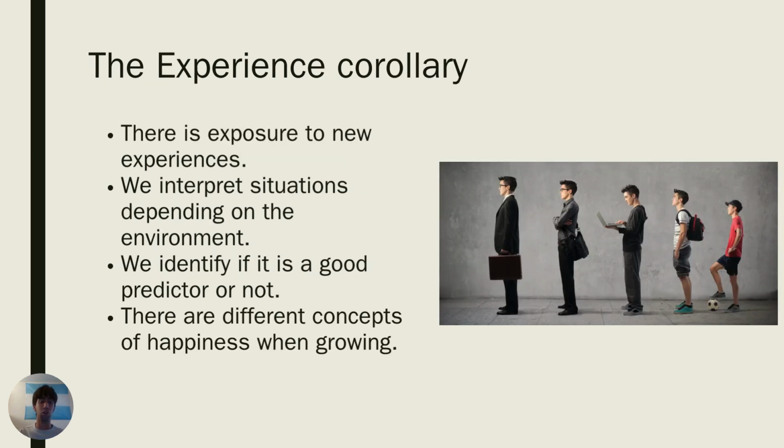Then the experience corollary, this is the exposure to new experiences. So we interpret these situations depending on the environment. Let me give you an example. Maybe your definition of happiness when you were younger is not the same as it is right now, when you grow up. Maybe when you were younger, your definition of happiness was watching TV by yourself, and now that you grew up, your definition of happiness is to hang out with your family, have a good time, deep conversation, and drink something. So here this construct is adapting to the environment, that in this case is your age, your maturity, and the things you like, or you perceive differently.